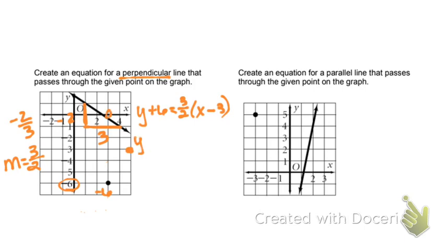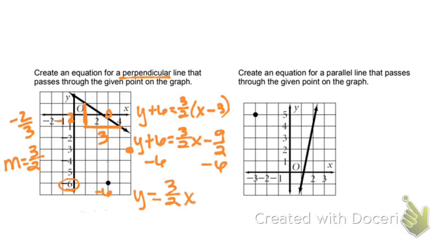So then when I solve, y plus 6 equals 3/2 x, and then I would get minus 9/2. Then I subtract 6, so I'm going to get kind of an ugly fraction, but y equals 3/2 x. So then when I subtract 9/2 and 6, 9/2 is really 4.5. So negative 4.5 minus 6 would give me a y-intercept of negative 10.5. So this would be my equation for a perpendicular line to the one given. Okay, so let's look at the next one.